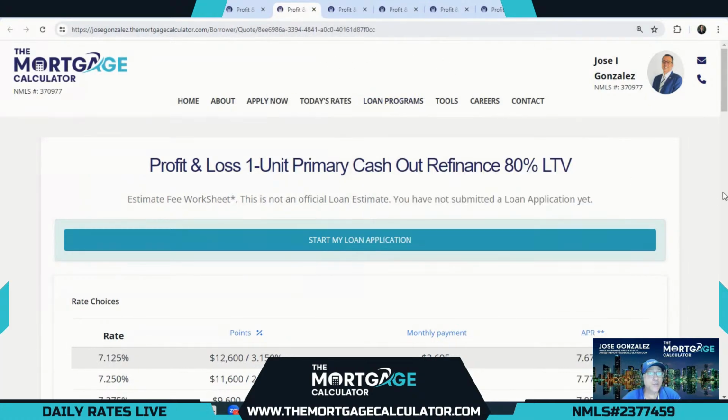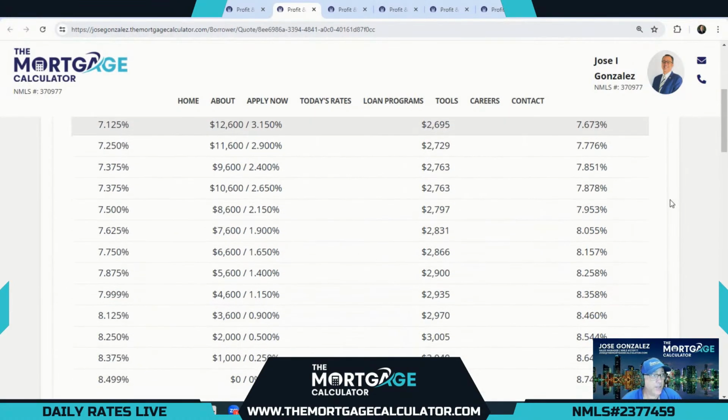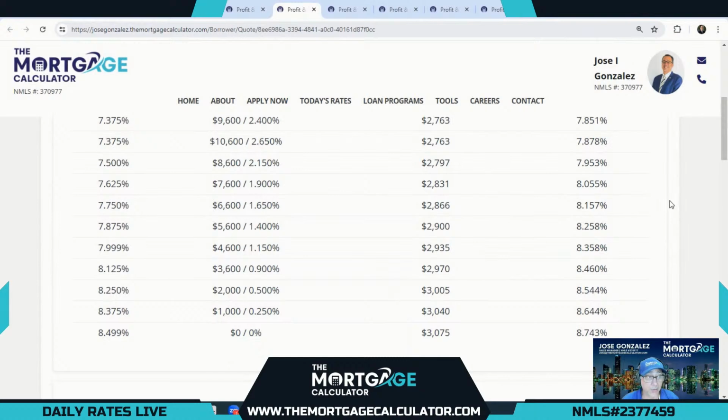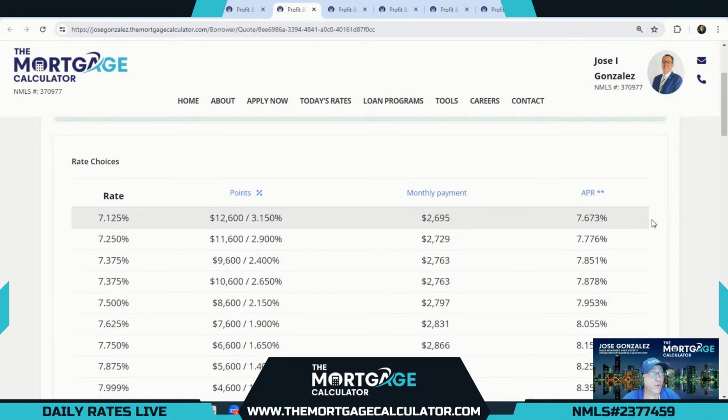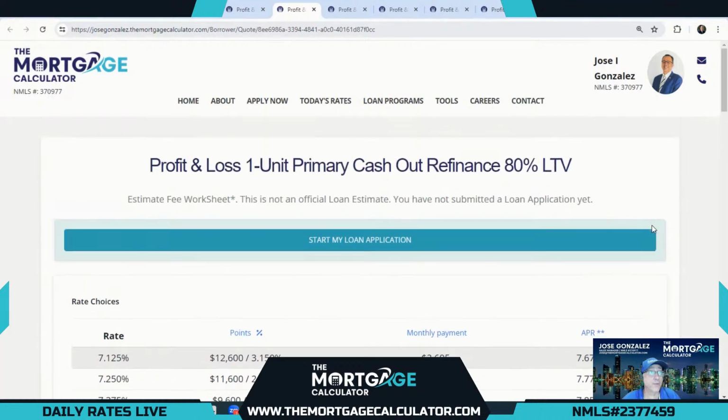And let's check out some refinance options now. This is our primary cash out refinance. 80% LTV is our maximum LTV here. And the lowest cost option at 0 points cost at par is 8.499. And you can buy that down all the way to 7.375 at a cost of 2.4 points. Excuse me, 7.125 at a cost of 3.15 points.